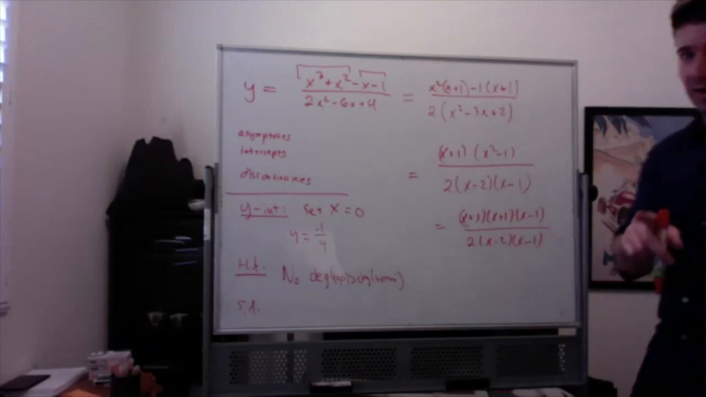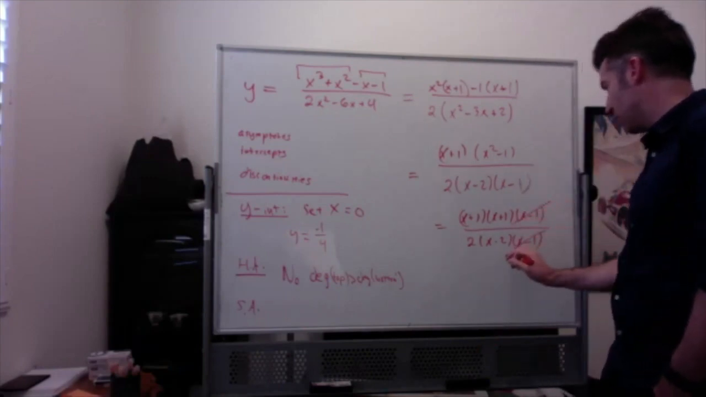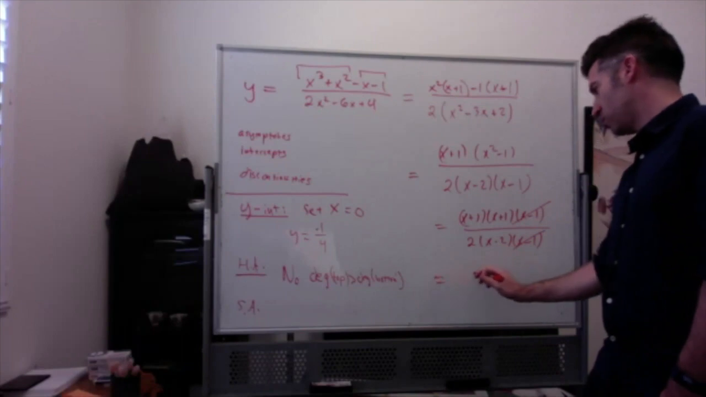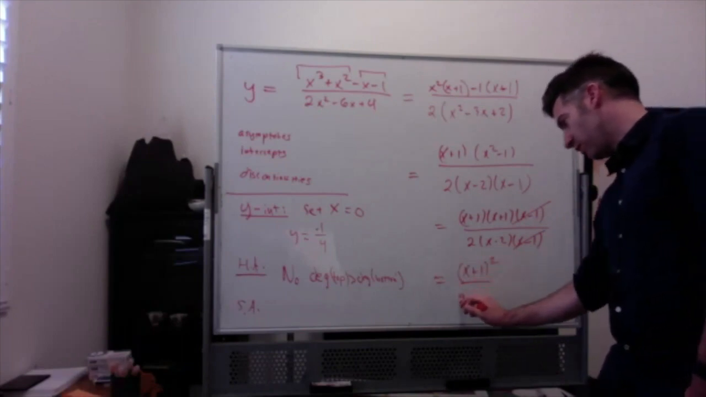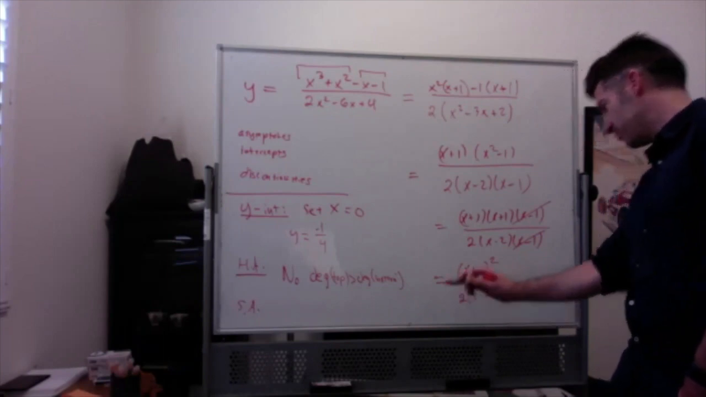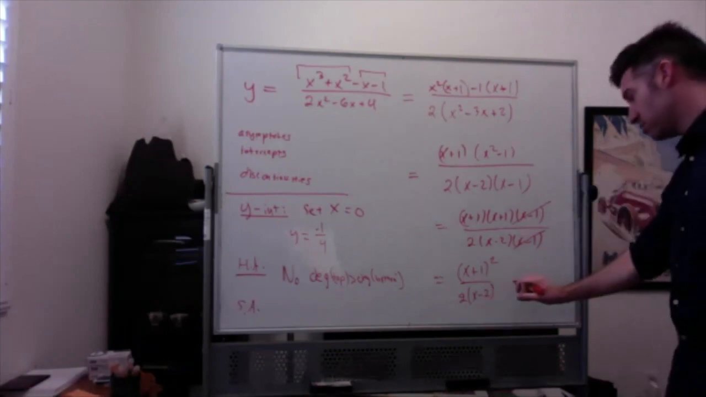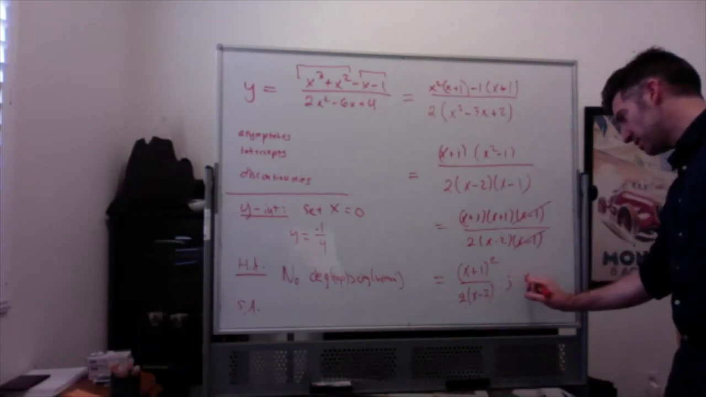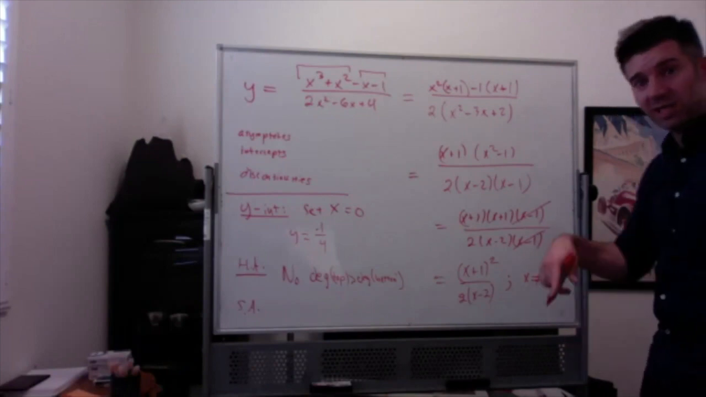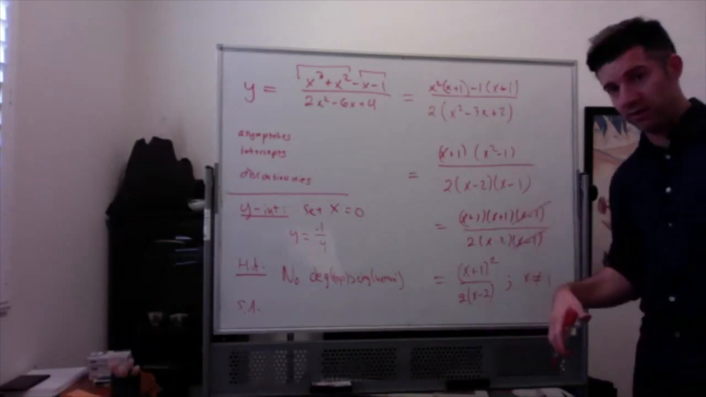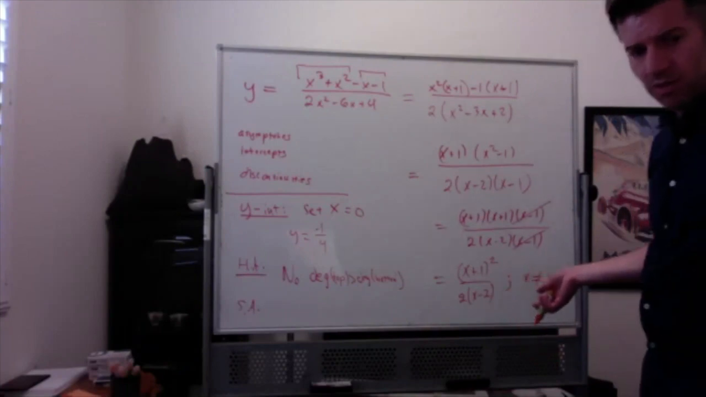And now, here's where we have to be extra super duper careful. You can cancel these x minus 1s. So that means our function looks like x plus 1 times x plus 1 over 2 times x minus 2. But x is not allowed to equal 1, because if x was equal to 1, you get 0 over 0, which is undefined. Okay, I feel like someone might have had a question at this point.